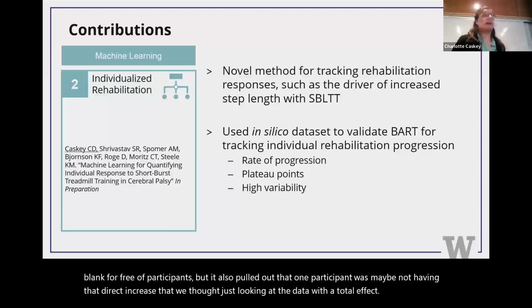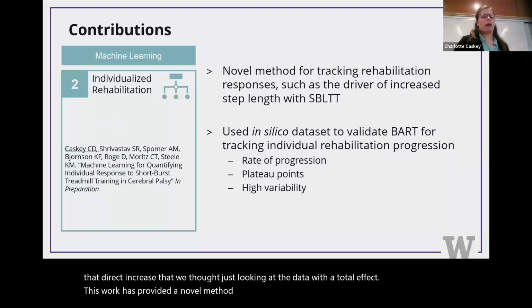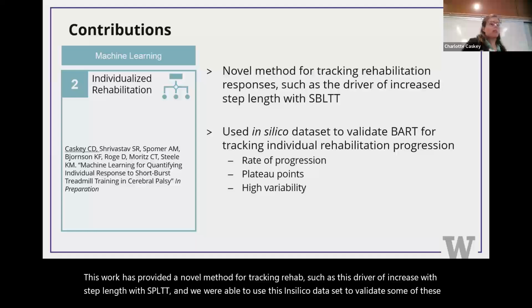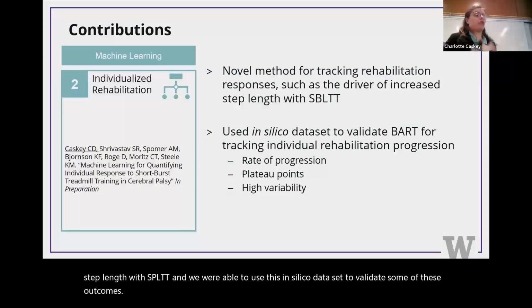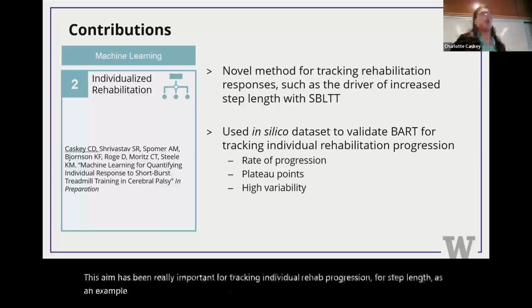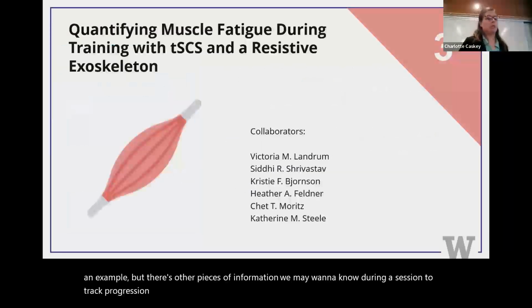This work has provided a novel method for tracking rehab, such as this driver of increase with step length with SPLTT, and we were able to use this in silico data set to validate some of these outcomes. This aim has been really important for tracking individual rehab progression for step length as an example, but there's other pieces of information we may want to know during a session to track progression. And one of those is muscle fatigue, which I'm going to jump into with my third aim.